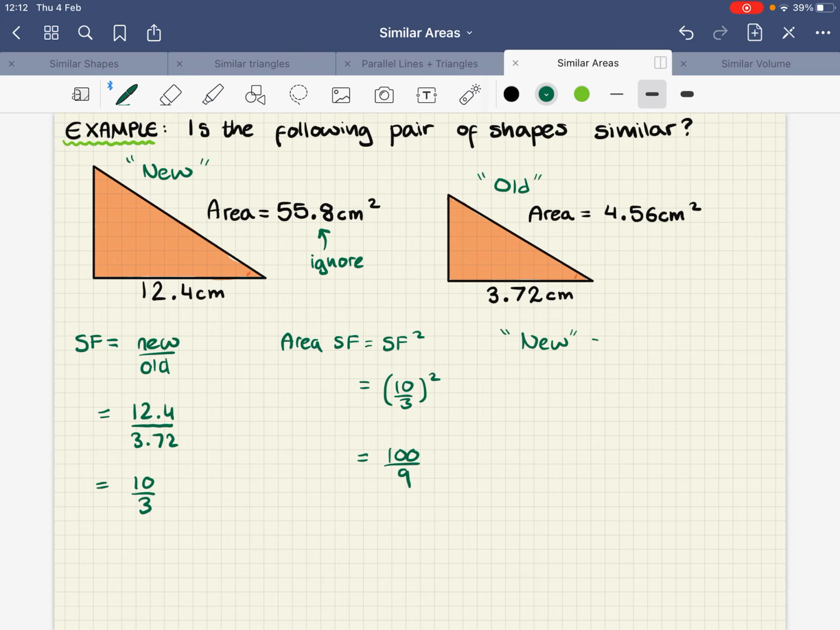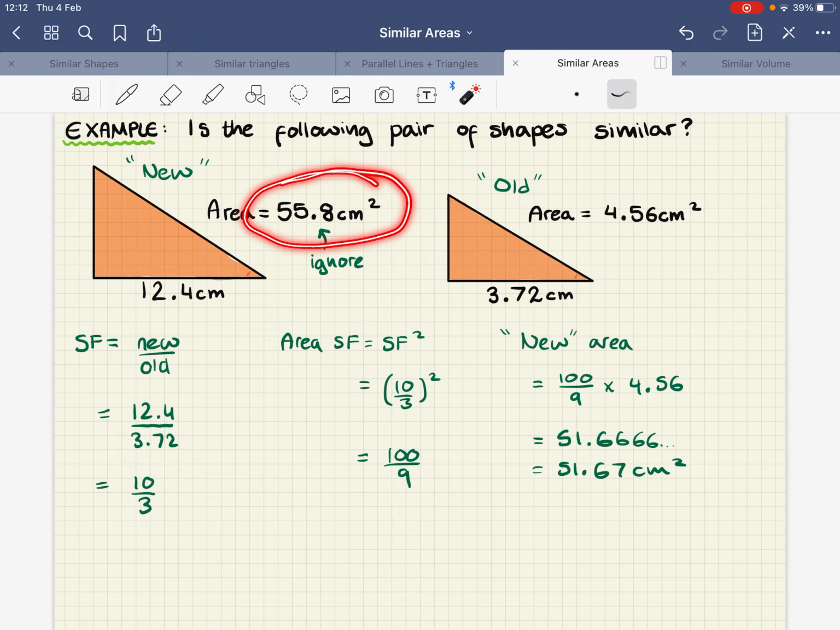So then my new area, I take that area scale factor and I times it with the old area, so that 4.56. And that comes out to 51.6 recurring, so it'll be 666 and so forth, which just rounds to 51.67 centimeters squared. So we expected to have this area here. However, we've come out with something different, which means they are not similar.